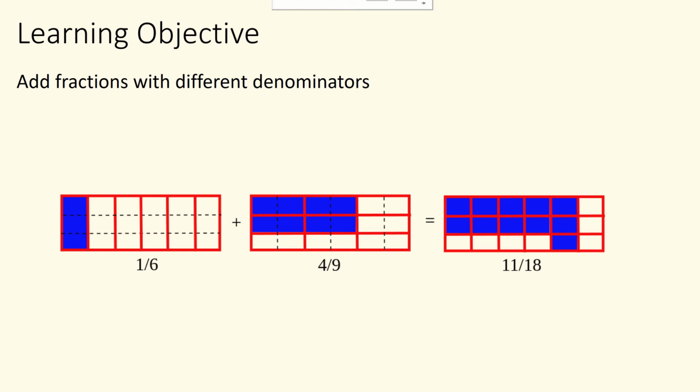Welcome to this revision video on adding fractions. This is for level 2 maths. So what you have to be able to do in your exam on your non-calculator is to be able to add fractions with different denominators.